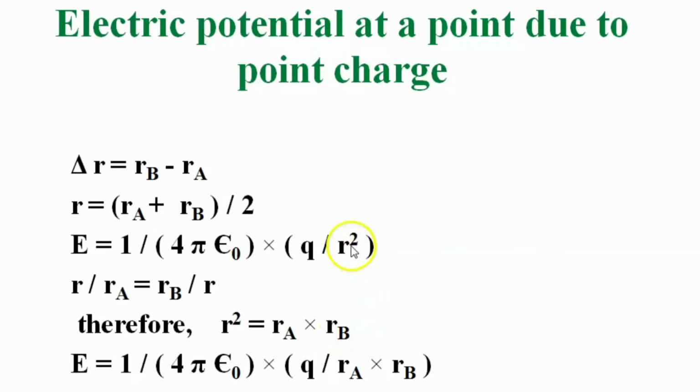Now put the value in the formula of electric field intensity. The electric field intensity will become 1 upon 4 pi epsilon naught multiplied by Q upon RA RB. Now we have got the formula of the electric field intensity in that situation.